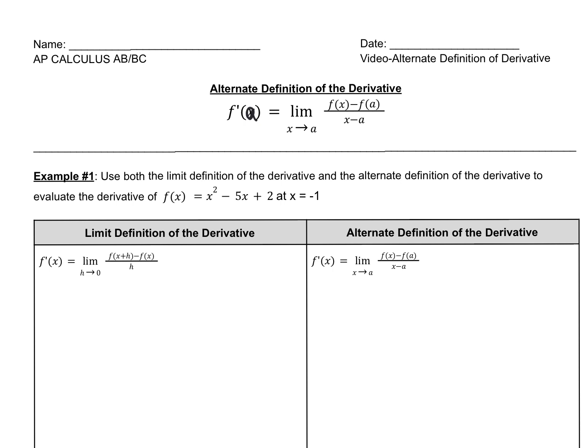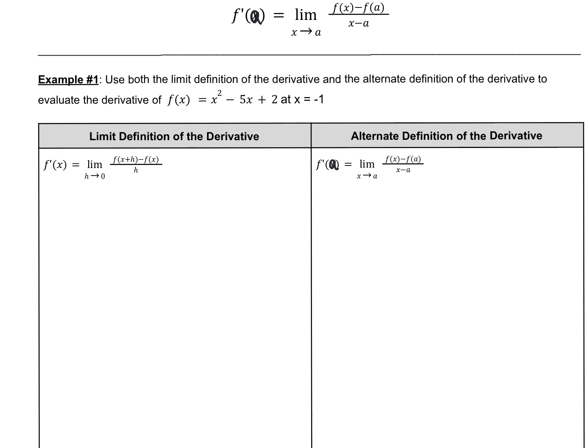So how is this formula different than yesterday's? First, let's put this in as a also, f of a. So here's an example, right? We have used both the limit definition of the derivative and the alternate definition to find the derivative of this at x equals -1. So the key difference between these two formulas is that the limit definition of the derivative just gives you the derivative equation, f prime of x.